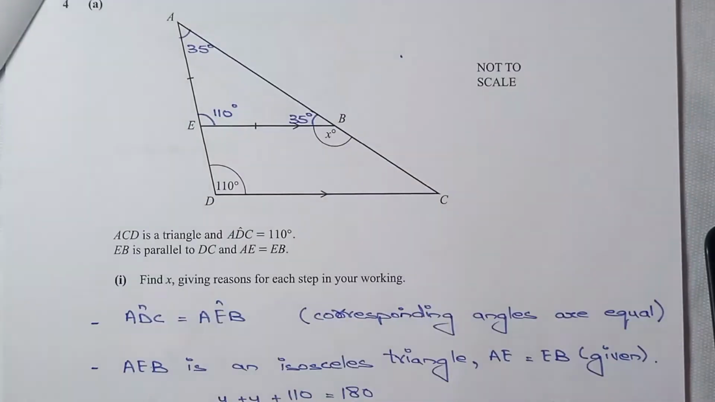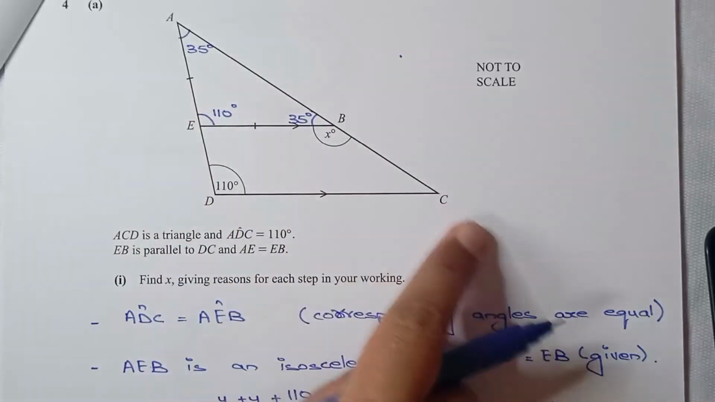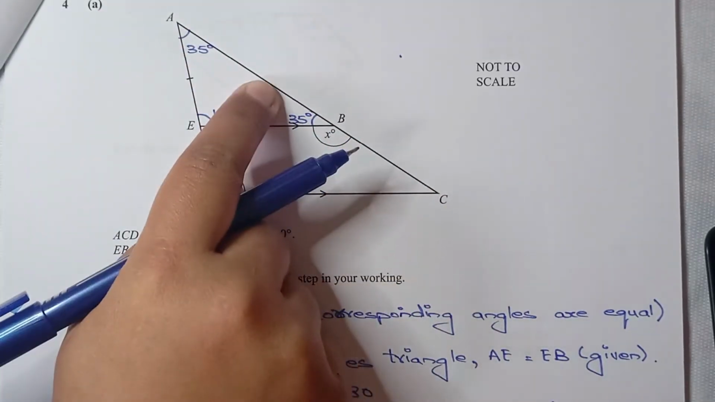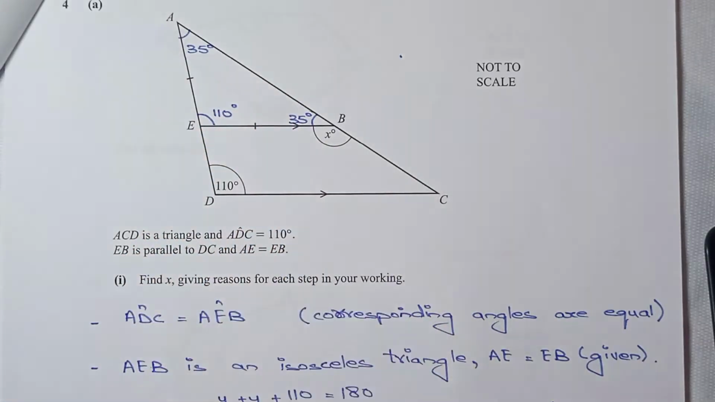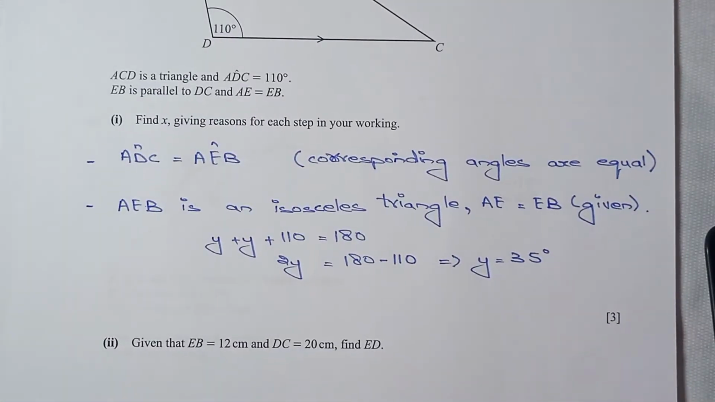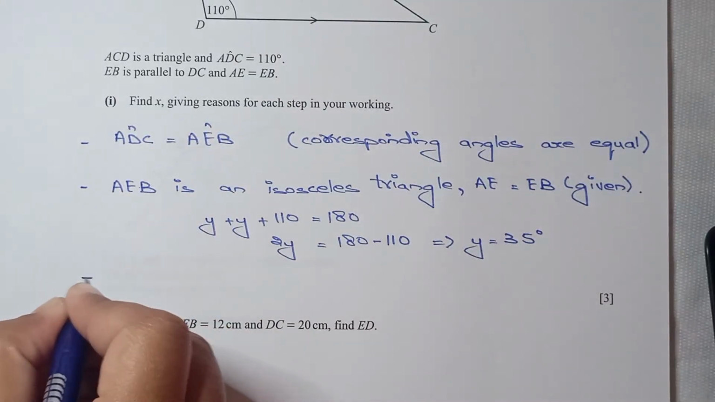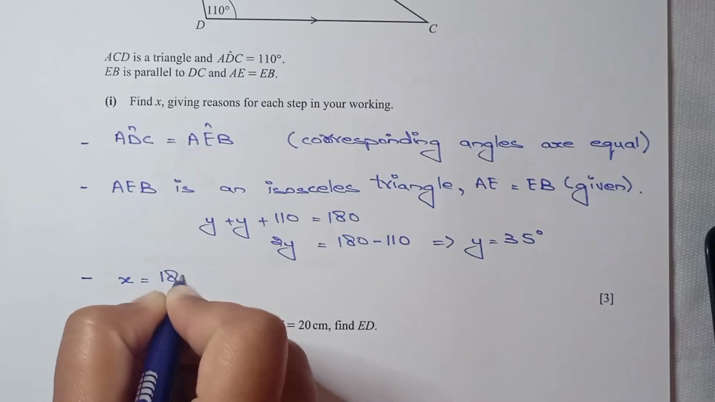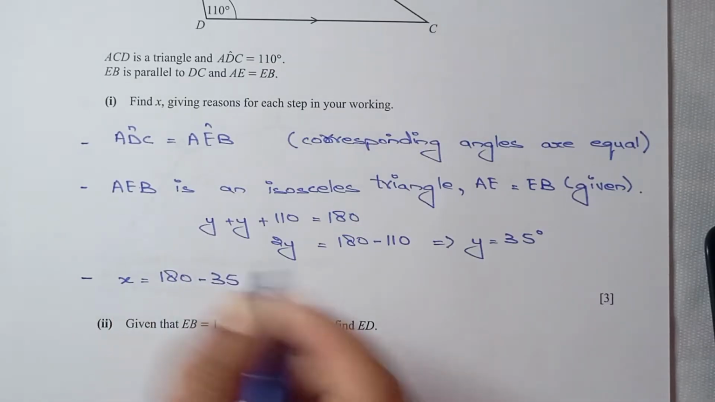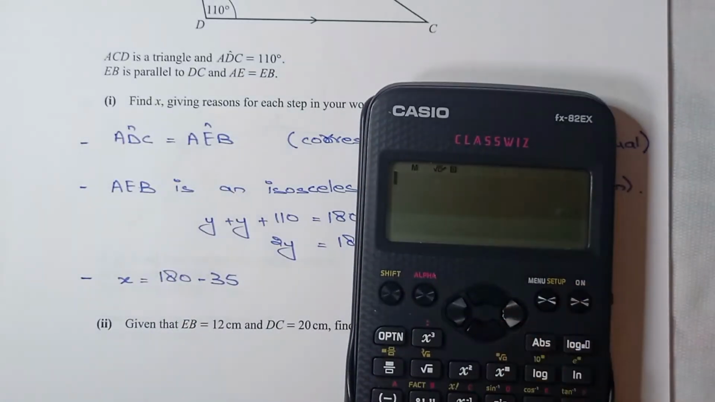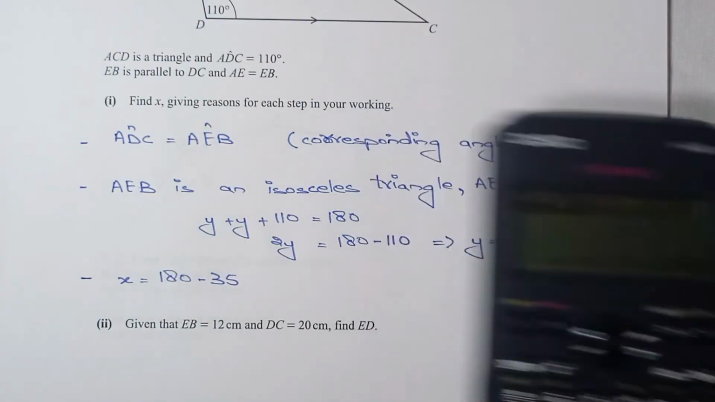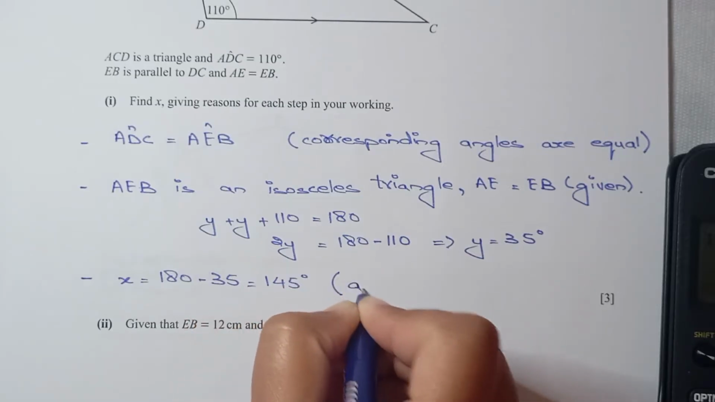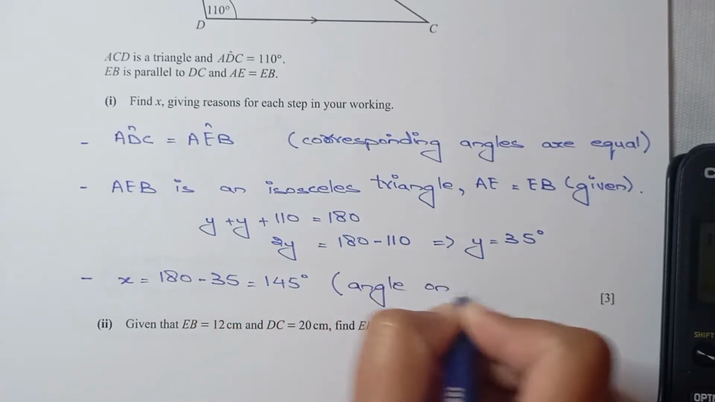Okay, now for the next reason, we can say A to C, this is a straight line and this complete angle is 180 degrees, and 180 is a sum of 35 and x. Angle on a straight line is 180. So we can say that x would be equal to 180 subtract 35. So 180 subtract 35 would be 145. And what is the reason? The reason is angle on a straight line.